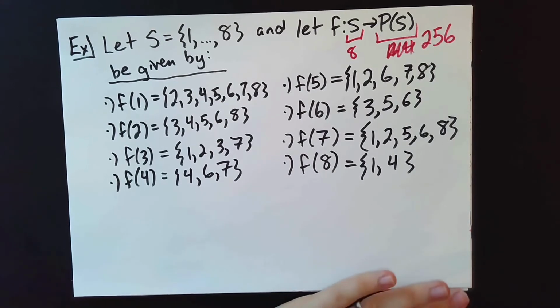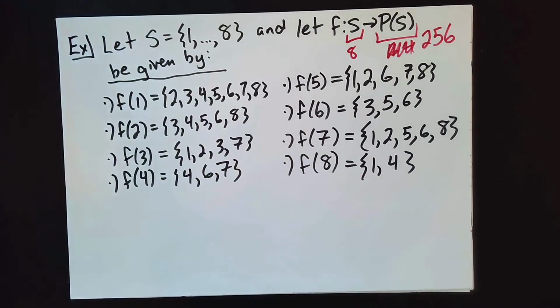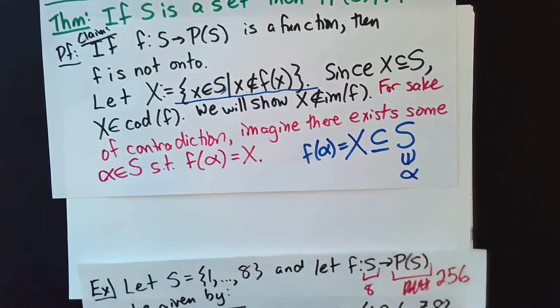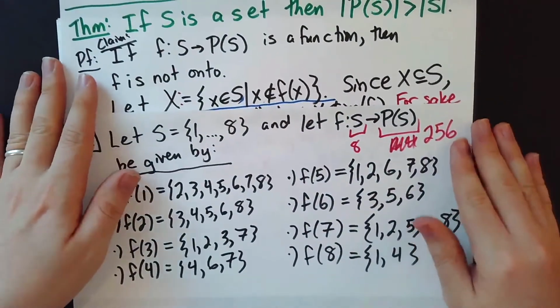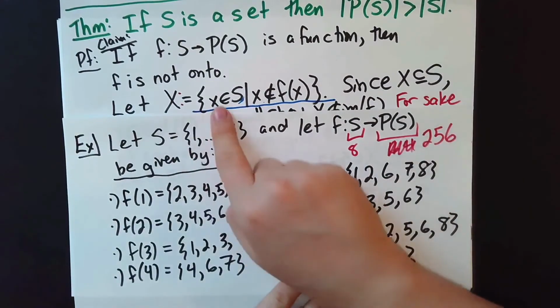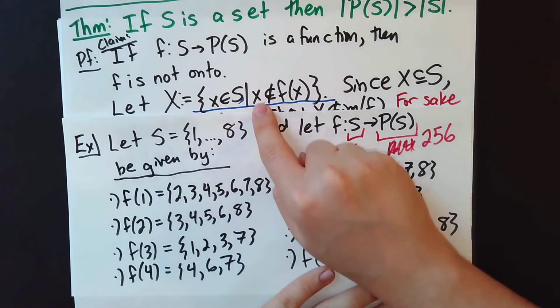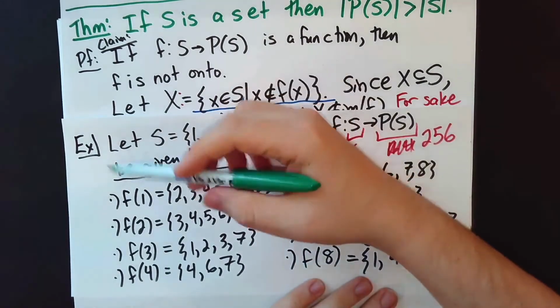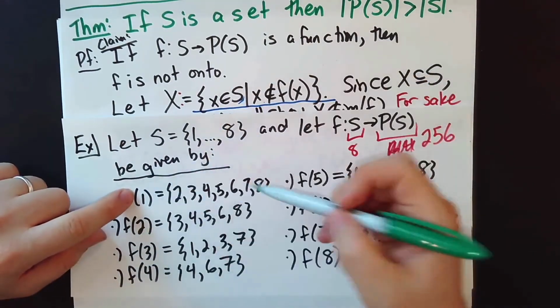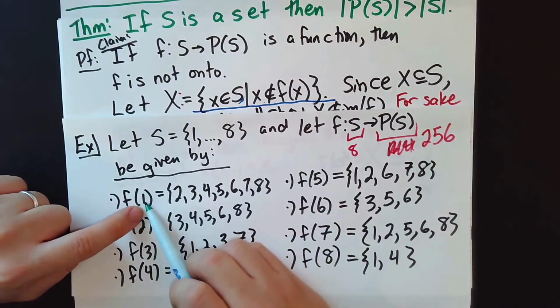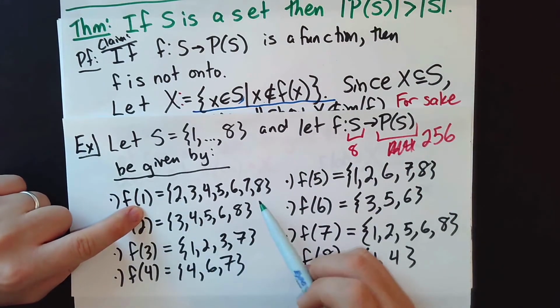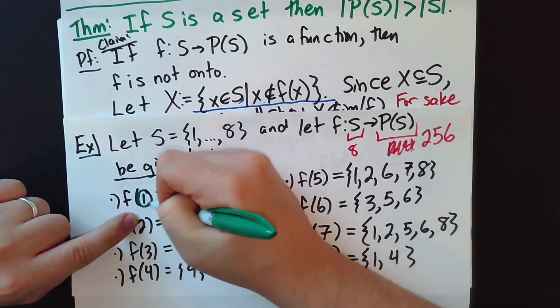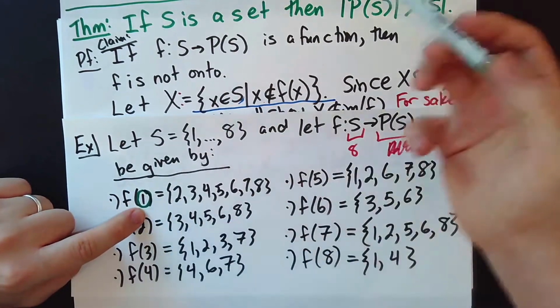Rather, what I want you to get out of this example is the structure of the proof, namely how we constructed that weird set X that we ended up using inside the proof. Namely, what was X? X was the set of elements of S such that X itself was not an element of f of X. So to make this stand out as well as possible, I'm going to circle those things. So f of 1 is this set, which happens to contain literally everything but 1. So 1 is in X.